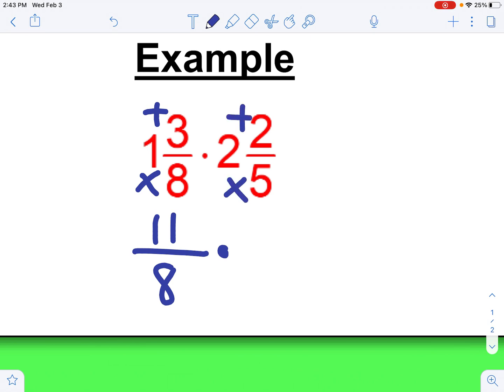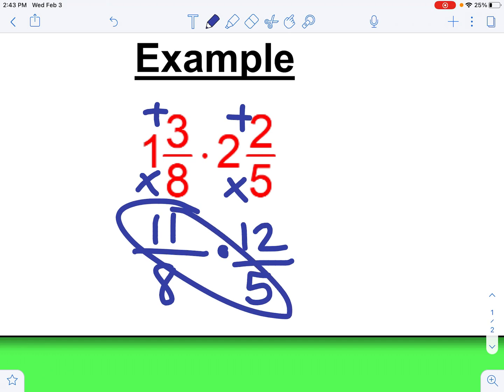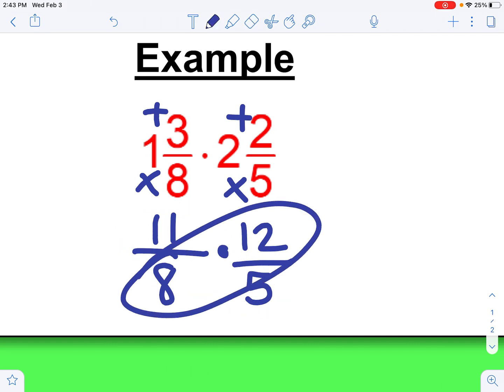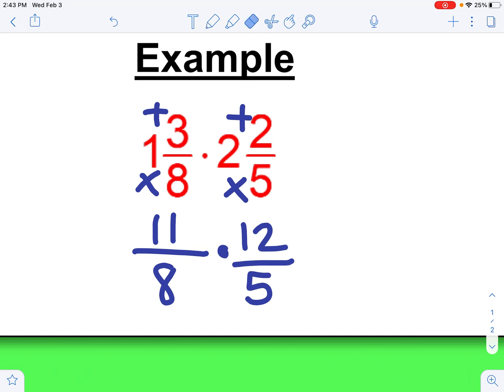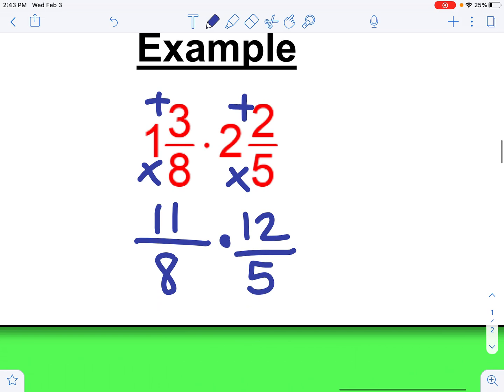5 times 2 is 10, plus 2 gives us 12 over 5. And remember, we can simplify our fractions before we even multiply. So if we notice, 11 and 5, we can't divide either of those numbers by something. They don't have anything in common. But 8 and 12 do. What do 8 and 12 both have in common? Yeah, we could divide both of those numbers by 4.